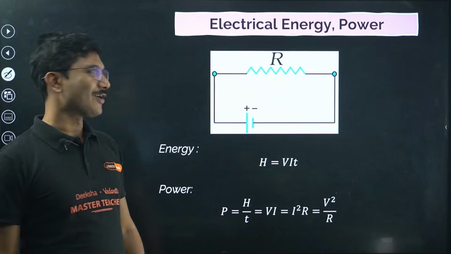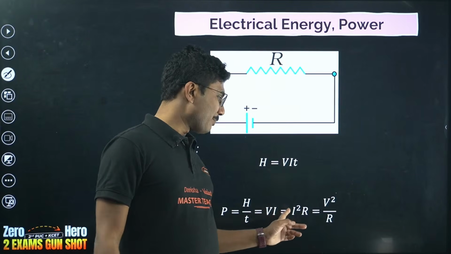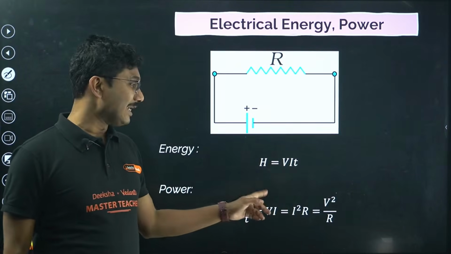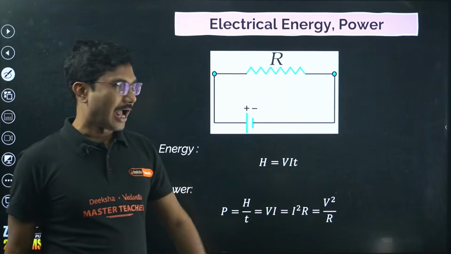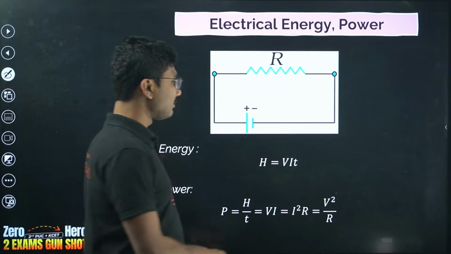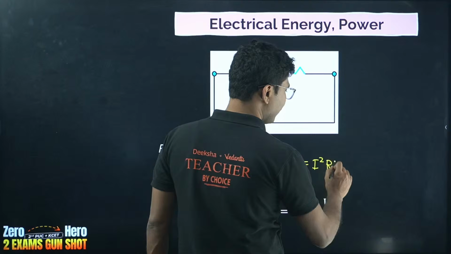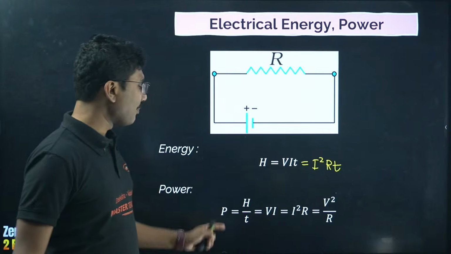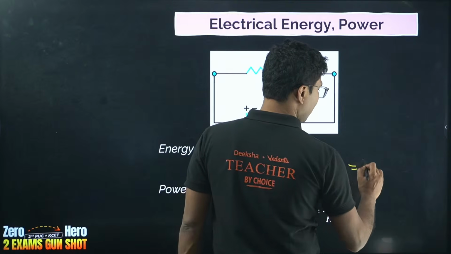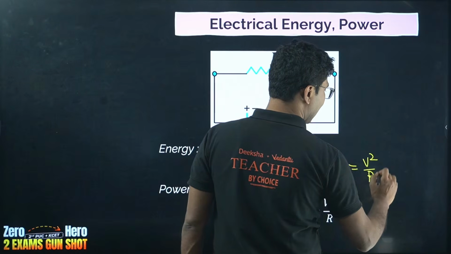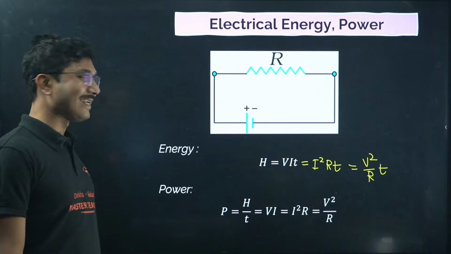Power is equal to VI. Or if you replace V with IR, you get I into R, so I squared R, which is also power. Similarly, energy can be written as I squared R into T. And power is also V squared by R, or energy is V squared by R into T. These are the common formulas for power and energy.